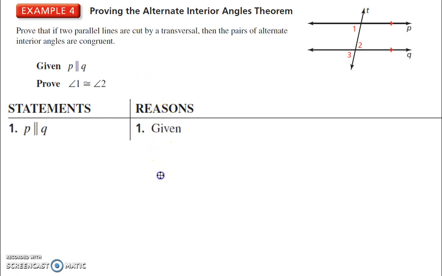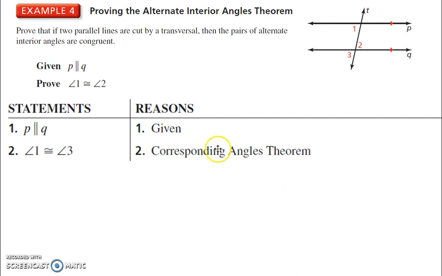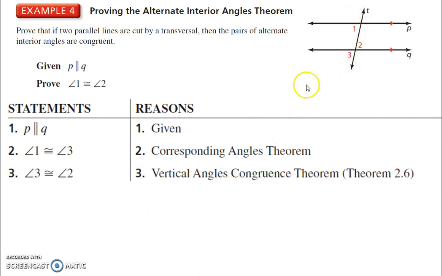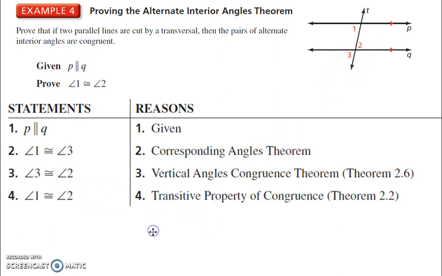We're given that P is parallel to Q. We know that 1 and 3 are congruent; the corresponding angles theorem tells us that. Then 3 and 2 are congruent; the vertical angles congruence theorem tells us this. And then, by the transitive property of congruence, 1 has to be congruent to 2. And there you have it.